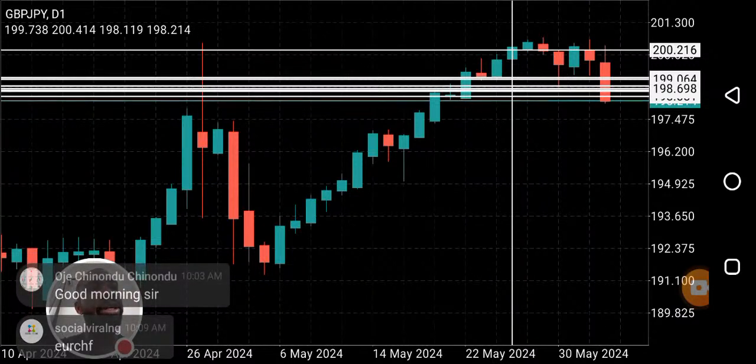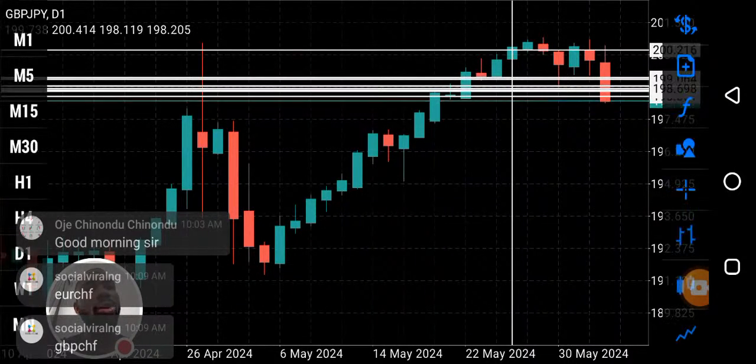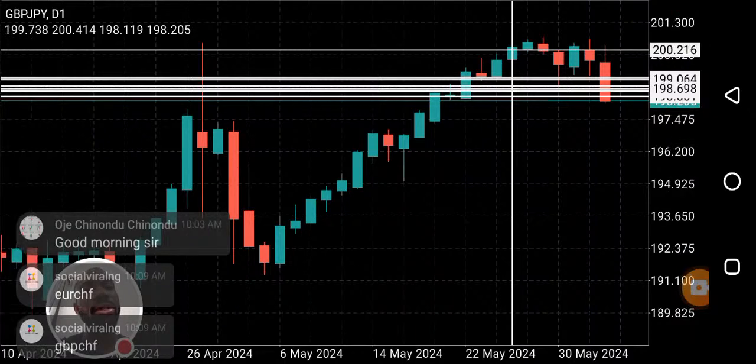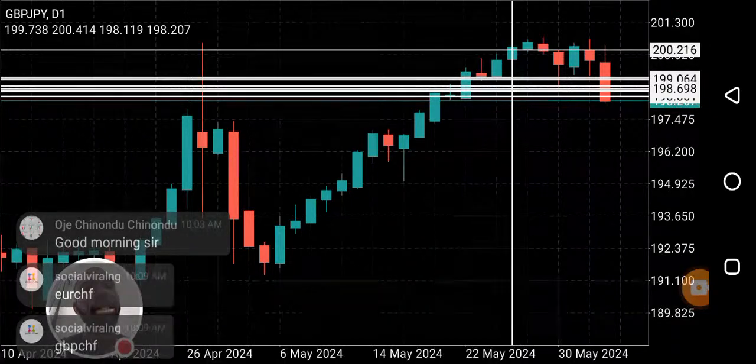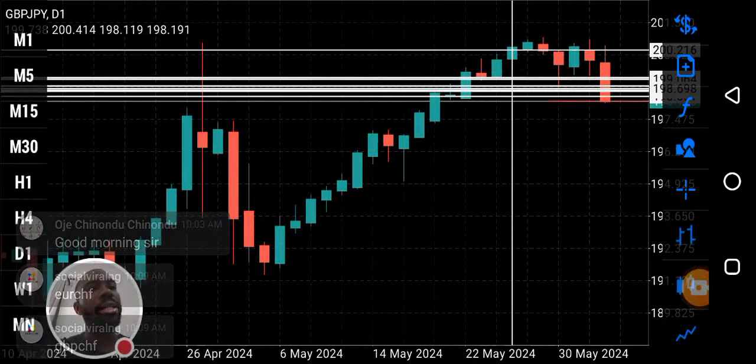Wait for a bullish pattern to form on GBP JPY. That's what I'm waiting for right now. Once a bullish reversal pattern forms on GBP JPY, I'm going bullish. So that's my take on GJ.